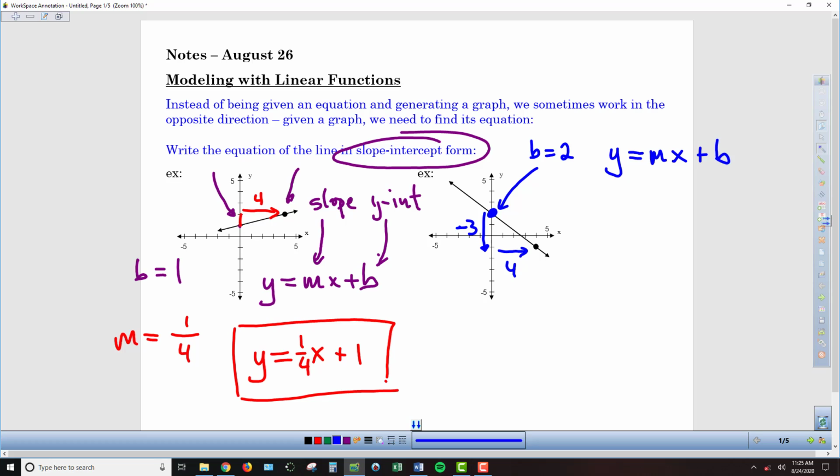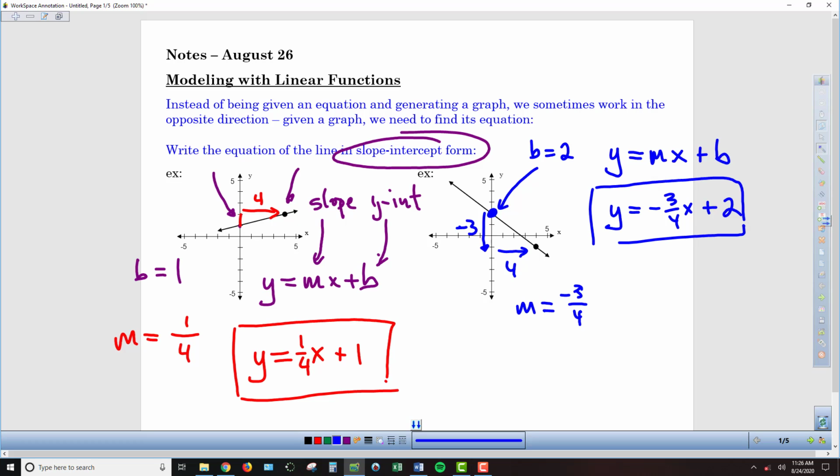So that means our slope is going to be -3/4. Now we've got the two features that we need. So we go y equals -3/4 x plus 2. We just need to identify the y-intercept, identify the slope, and plug those two things into our equation for m and for b, and then we've got our equation given a line.